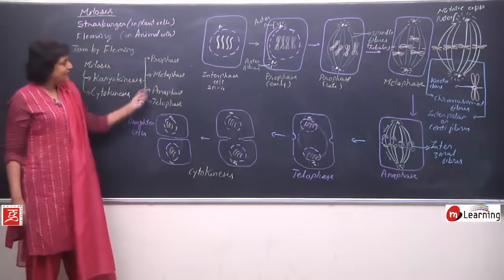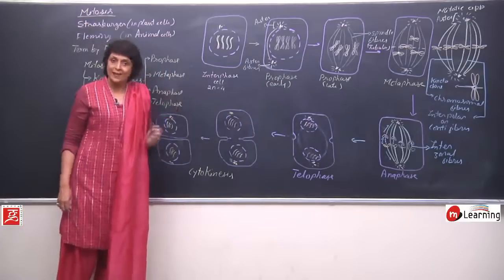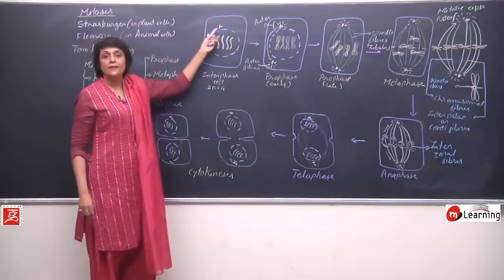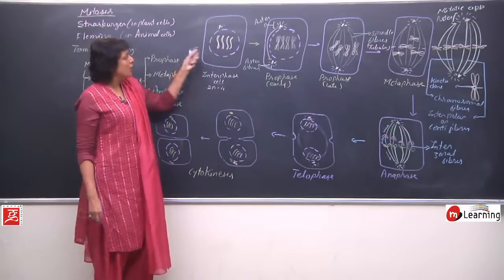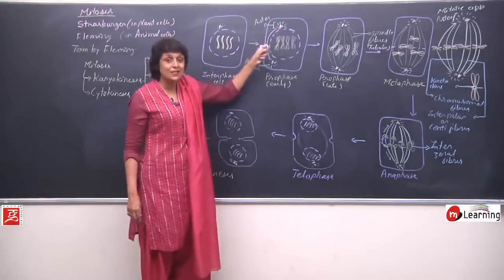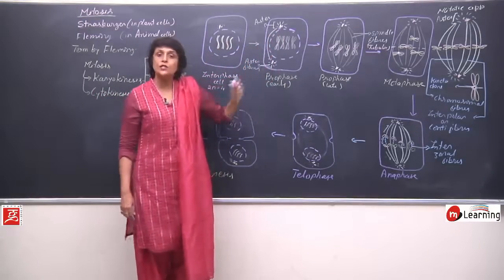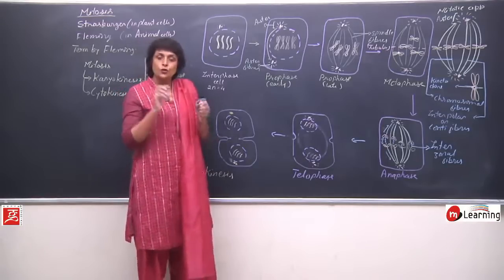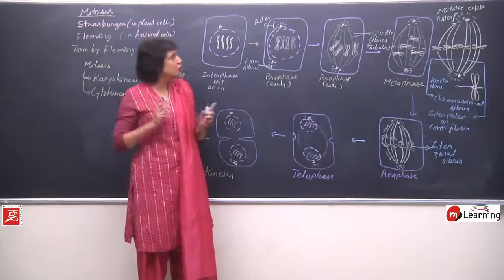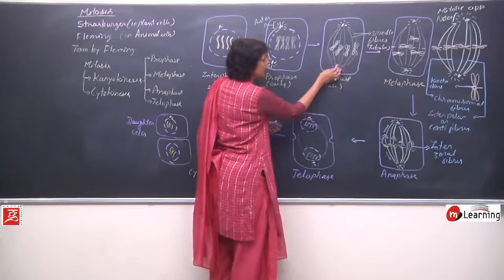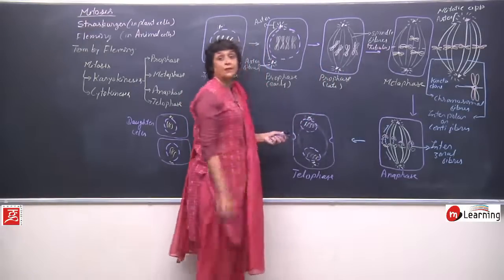If this same thing takes place in a plant cell, then how would that be different? In plant cells, there are no centrioles. So, no centriole means no aster formation. If no aster formation, then how would the spindle fibers form? Spindles are made up of tubulin. So, those tubulin proteins, which are microtubules, simply they will assemble. So, we will not have these asters, but these fibers would be there.